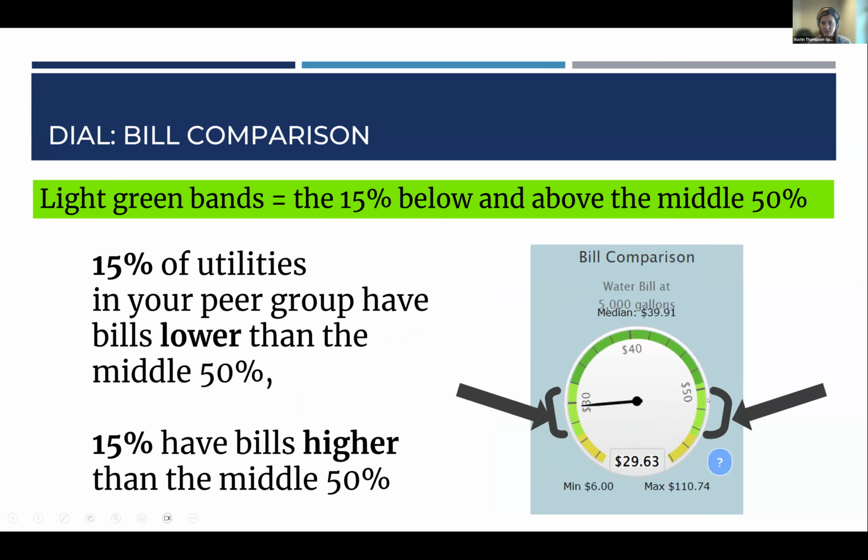Next, we have these light green bands that fall on either side of this dark green band in the middle. And this is basically the 15% that's below that middle 50%, and the 15% that's above that. So about 15% of utilities in this survey, including Tuscaloosa, have bills that are lower than that middle 50%, that fall between around $30, and then again, just above $50 here on the other side. So again, this is just kind of helping you understand where your bills fall, right? So this is kind of going to be maybe around the 25th percentile of bills within the state of Alabama. And same thing if you were over here, it would be a similar circumstance.